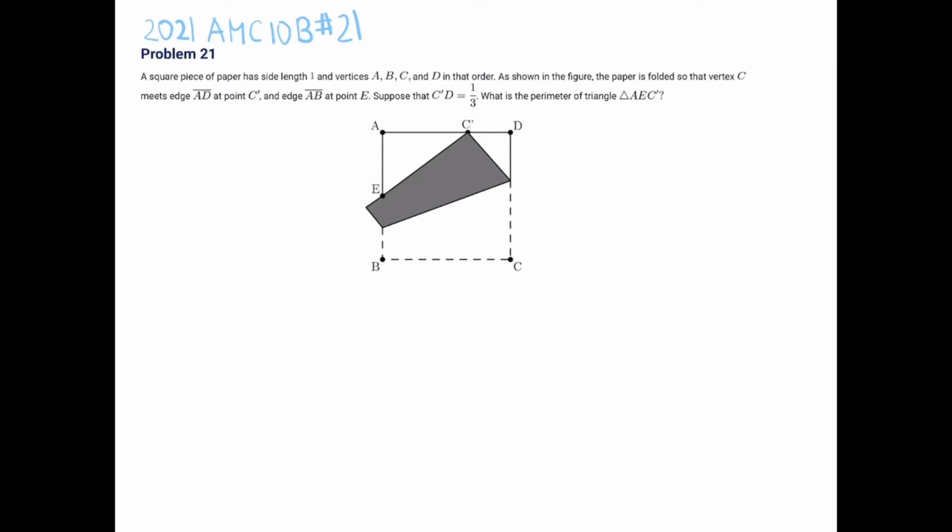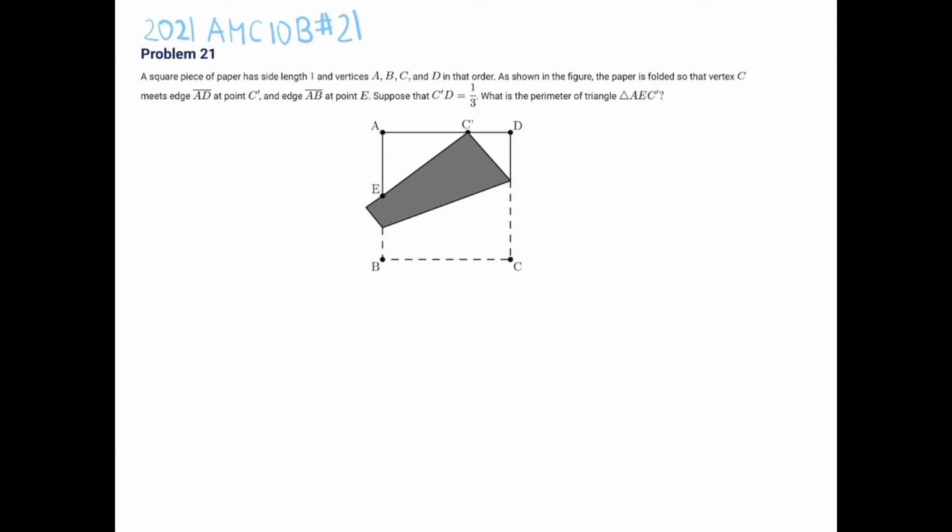Hey guys, so today we're going to be looking at 2021 AMC 10B's number 21. A square piece of paper has side length 1 and vertices A, B, C, D in that order. As shown in the figure, the paper is folded so that vertex C meets edge line AD at point C prime and edge AB at point E. Suppose that C prime D equals 1/3. What is the perimeter of triangle AEC prime?